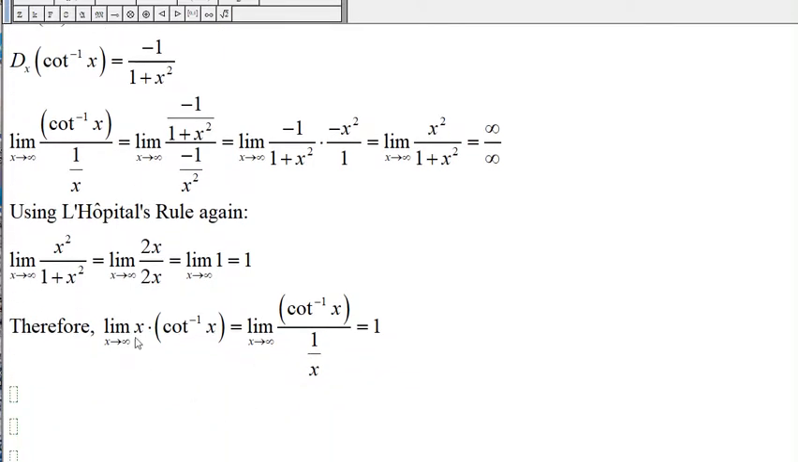And therefore the limit of the original expression, x times cotangent inverse of x, is equal to 1.